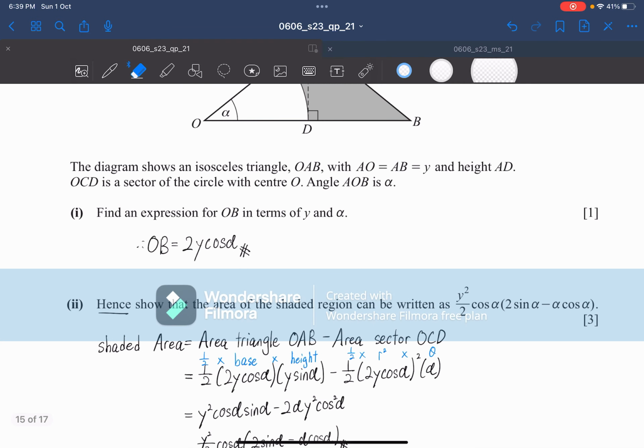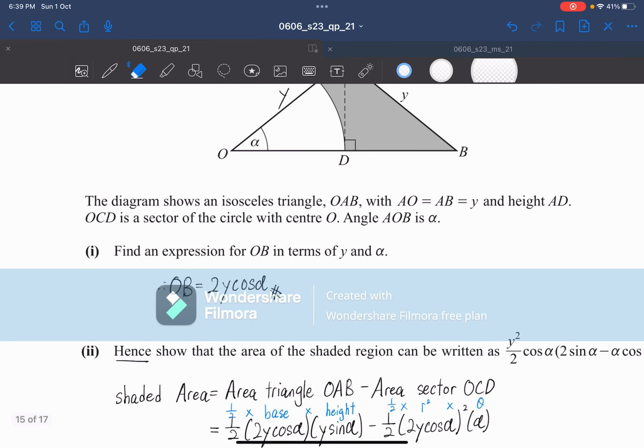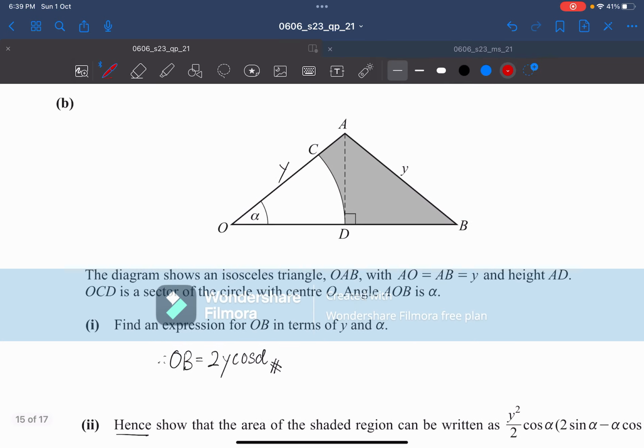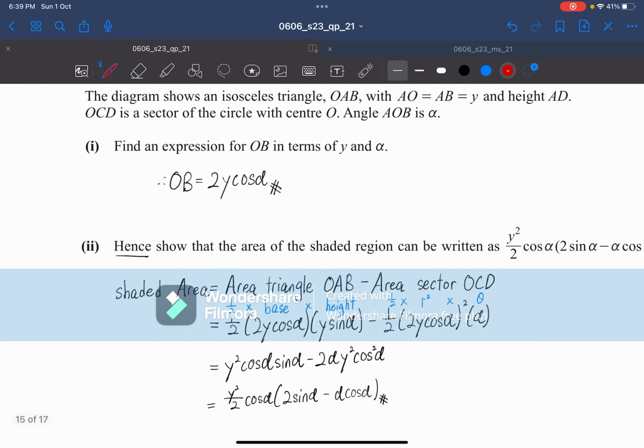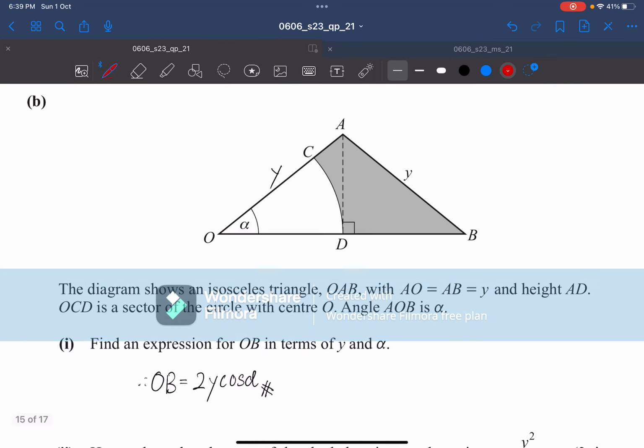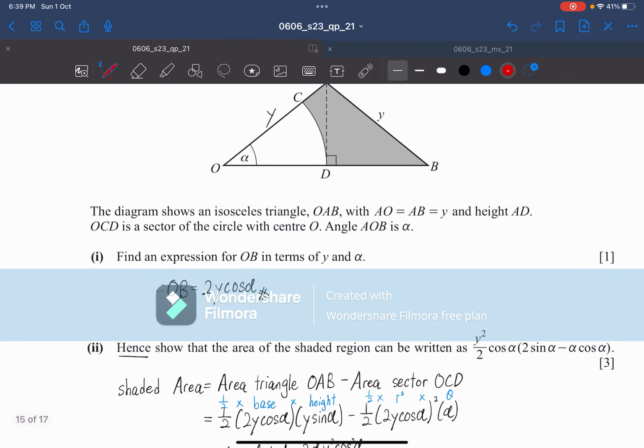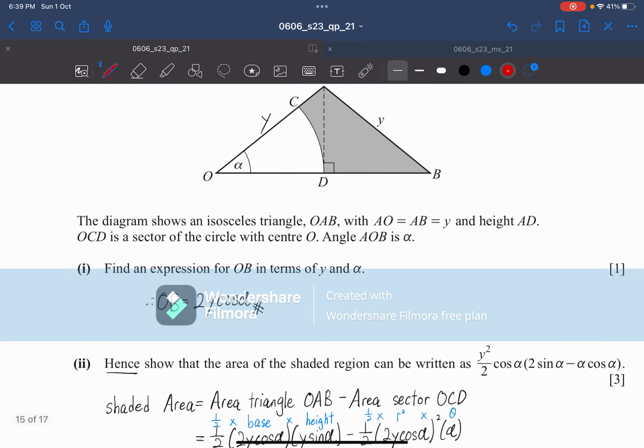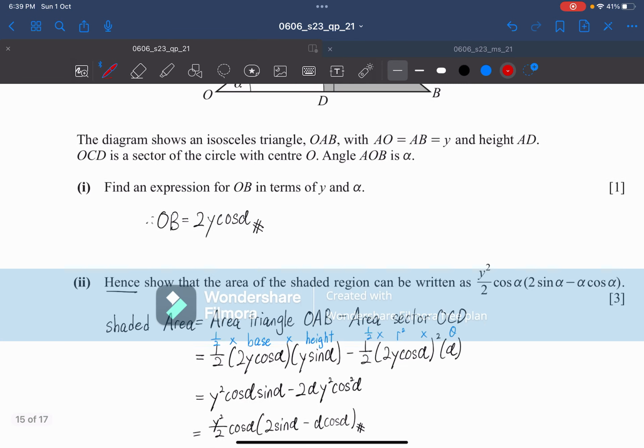So now they say hence. So hence show that the area of the shaded region can be written as this. When they say hence, you have to use this right here, OB, the answer you found in BI. So again, the shaded area is just going to be the area of triangle OAB minus the area of sector OCD. So that's what I did.